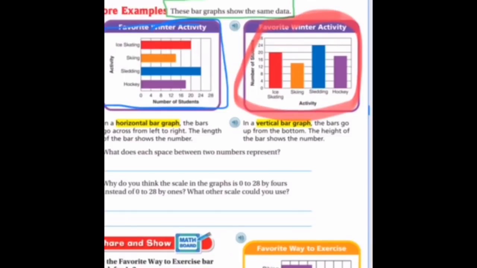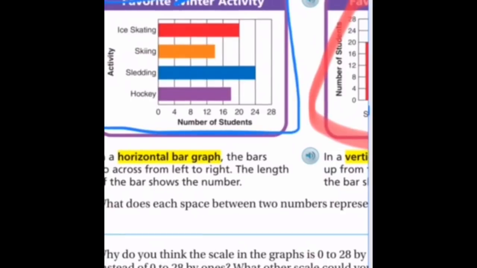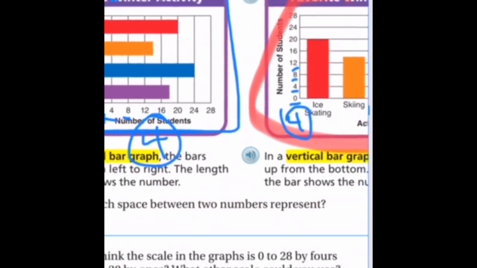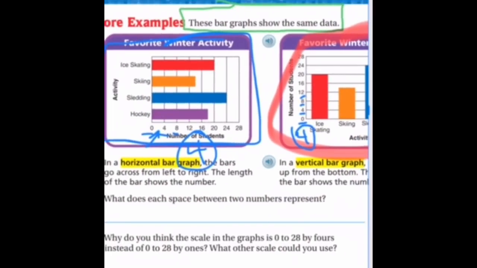So if we look at question number 4, right here, what does each space between two numbers represent? Okay, so if we look here, and if we look right here, we have a scale of 0, 4, 8. They're counting by 4s in this one. And I would assume they're counting by 4s here as well. 0, 4, 8, 12. Again, counting by 4s. So what does each space between two numbers represent?